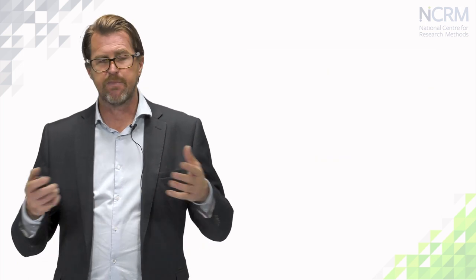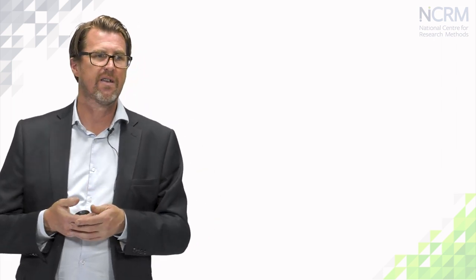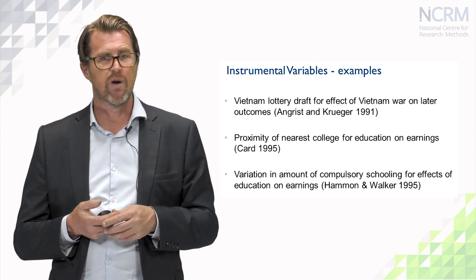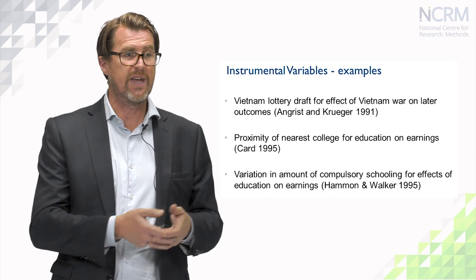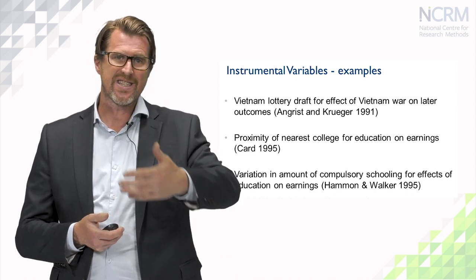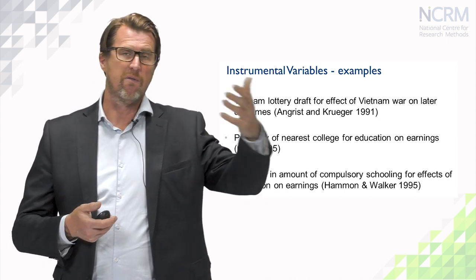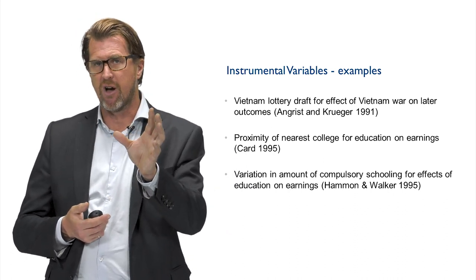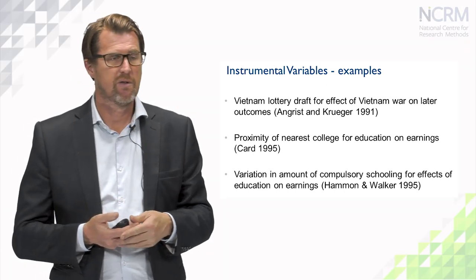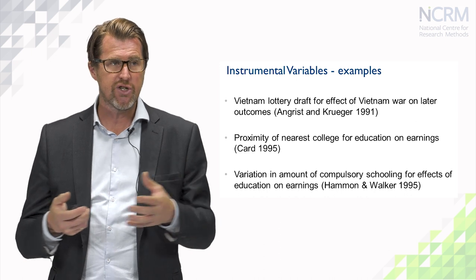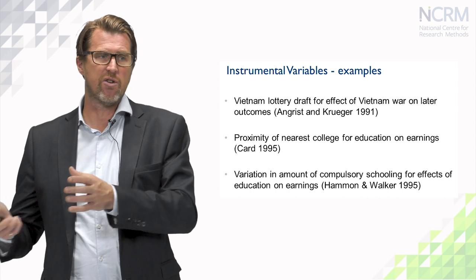As I said, there are many papers, particularly in economics, which have used natural variability, natural experiments, if you like. And one example is the Vietnam lottery draft, which determined whether US citizens were allocated to go to Vietnam or not. This was done on the basis of a random lottery. So if you want to assess the effect of going to Vietnam on later outcomes like your earnings, your education, your mental health and so on, then you can use that initial lottery draft as an instrument for going to Vietnam War. Another one that's been used is proximity to your nearest college for studying the effects of education on earnings.